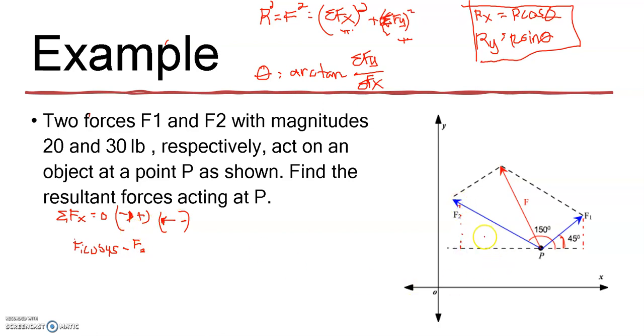What's the theta here? This is 30 degrees, and the right triangle principle is what we will follow. So we have negative F2 cosine of 30. So what's the value of this? F1 cosine 45 minus F2 cosine 30. We have to plug in the values of F1 and F2 so as to get the summation of forces.